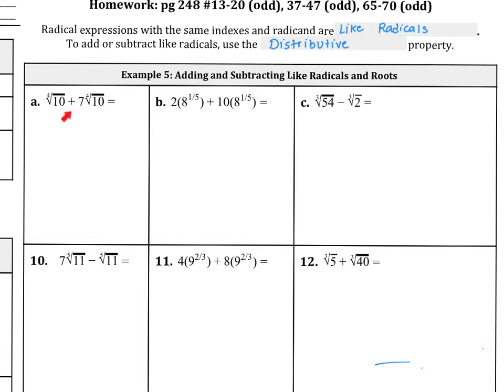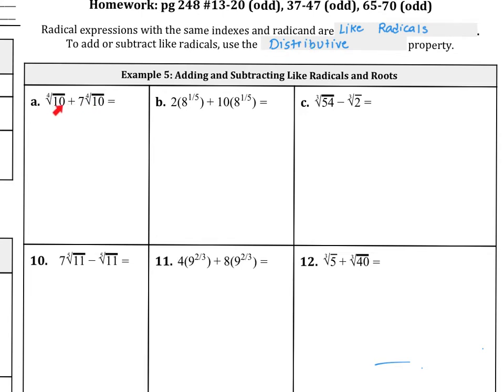Now if you want to add these two radicals, first of all you want to make sure that they have the same number inside and the same number in the cap. So the same radical and the same radicand numbers. The indexes and radicand should be the same, or like.